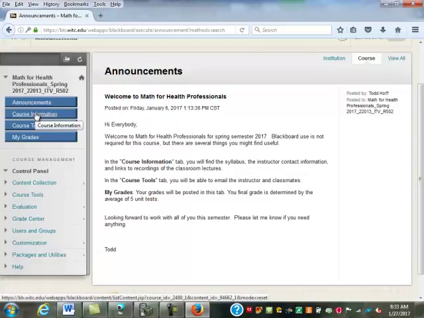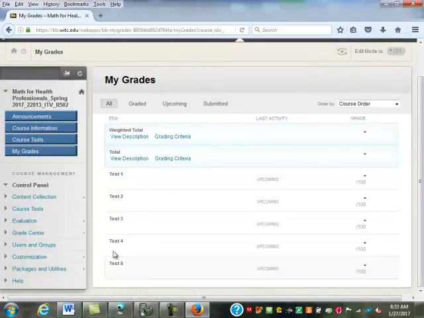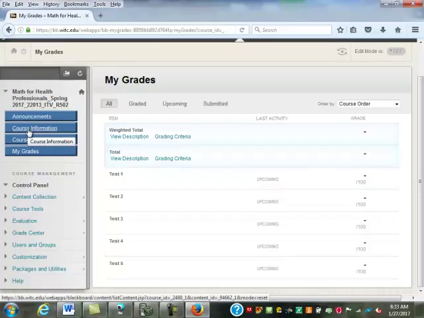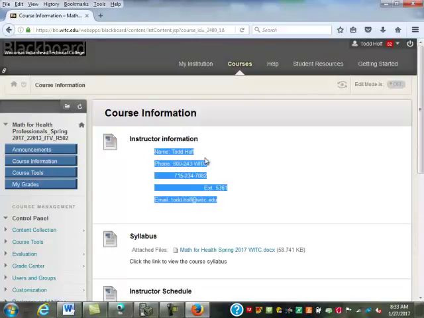Most of your useful information, your grades will be out there if you click on My Grades. Right now, of course, there are no grades out there. You can see the 5 tests are in there. Most of the useful information will be under Course Information. You'll see my contact information is there. We'll go over that again in a second on the syllabus.